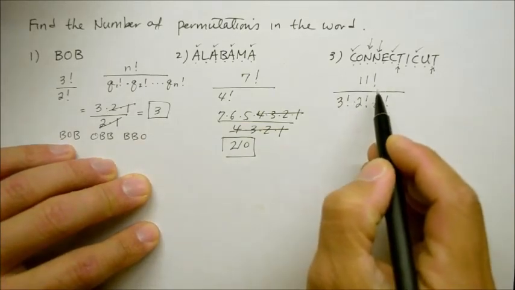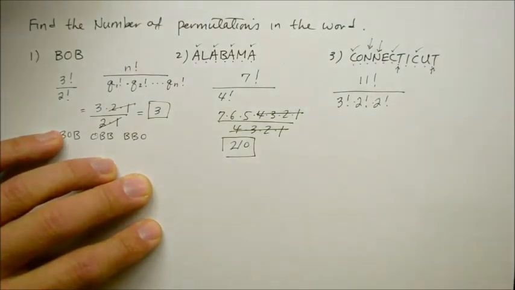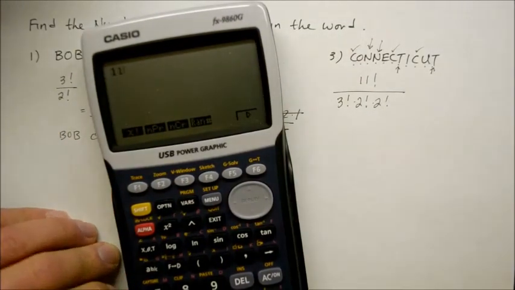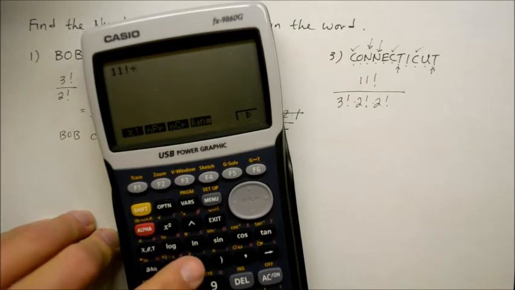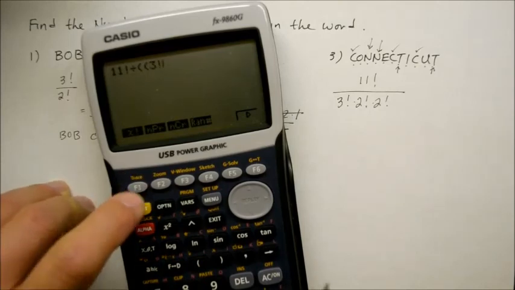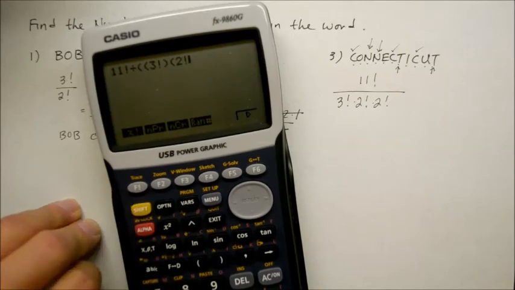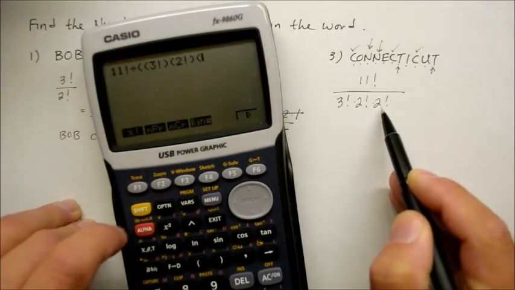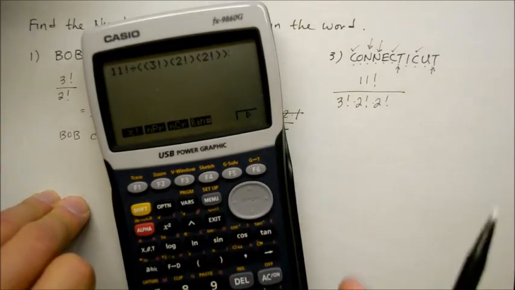11 factorial, 3... you know what? Let's just use a calculator for this, shall we? It's getting a little too big. So this is how I do it. 11 factorial, divide that by, I'm going to need a parenthesis, and another parenthesis for this 3 factorial. Close that parenthesis, open up another parenthesis for 2 factorial. Close that parenthesis as well, and open the third parenthesis for the denominator, and then 2 factorial. Close that, and the final denominator parenthesis, let it execute.